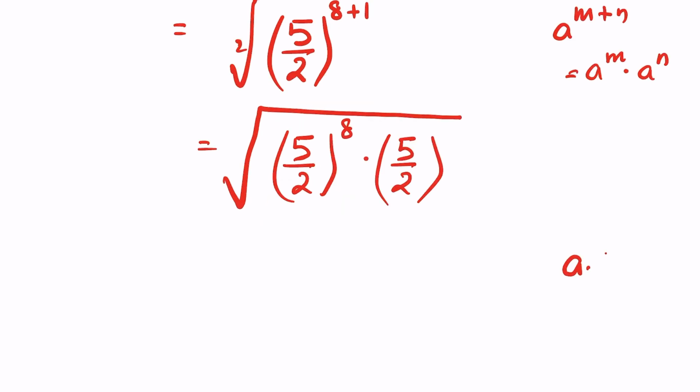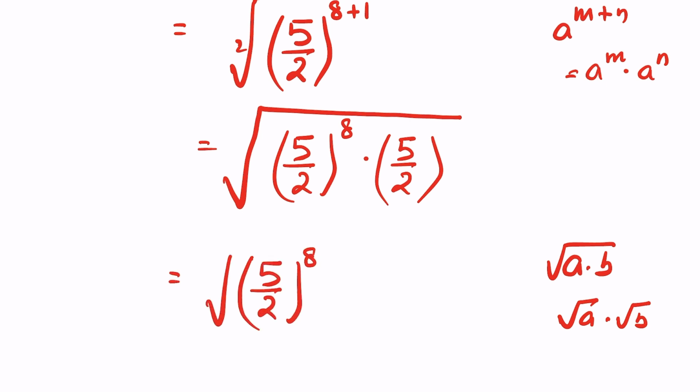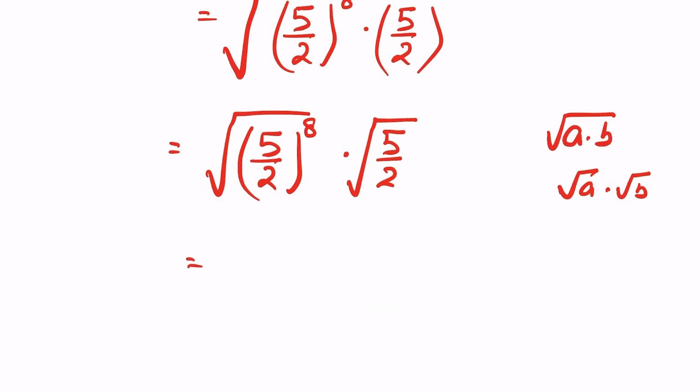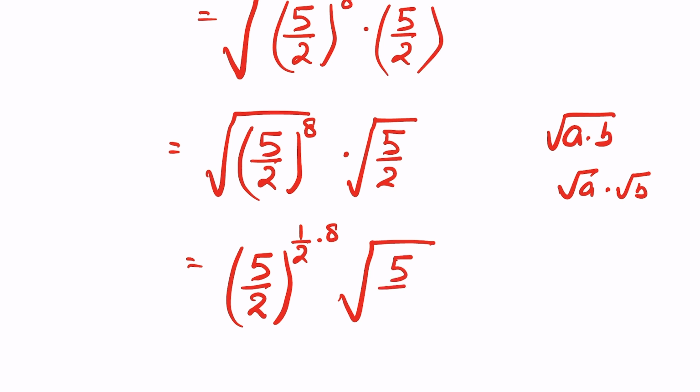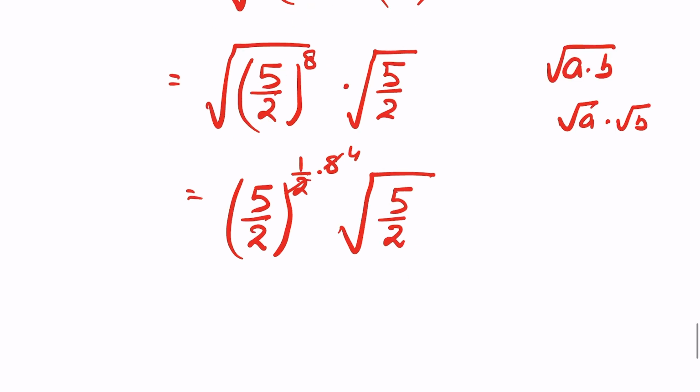Now when a times b is under a square root, this means a is under a square root times b is under a square root. So this becomes the square root of (5/2)^8 times the square root of 5/2. Now square root means it is raised to the power of 1/2. So (5/2) raised to the power of 1/2 times 8, then times the square root of 5/2. 2 times 4 is 8.